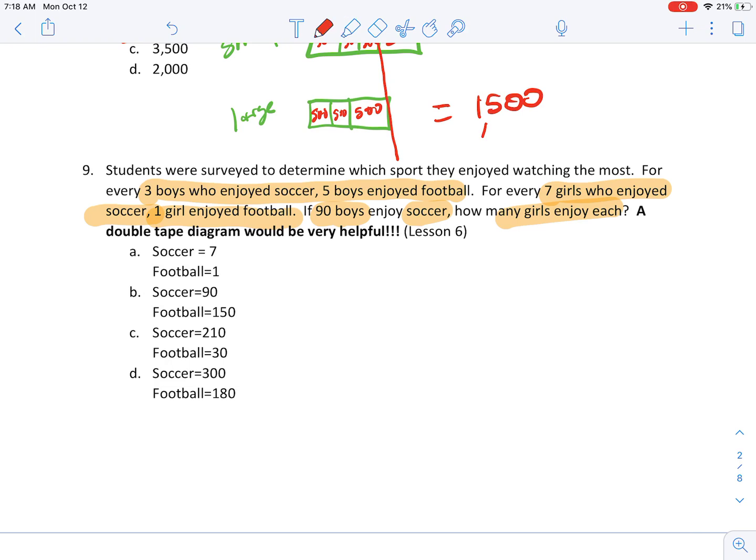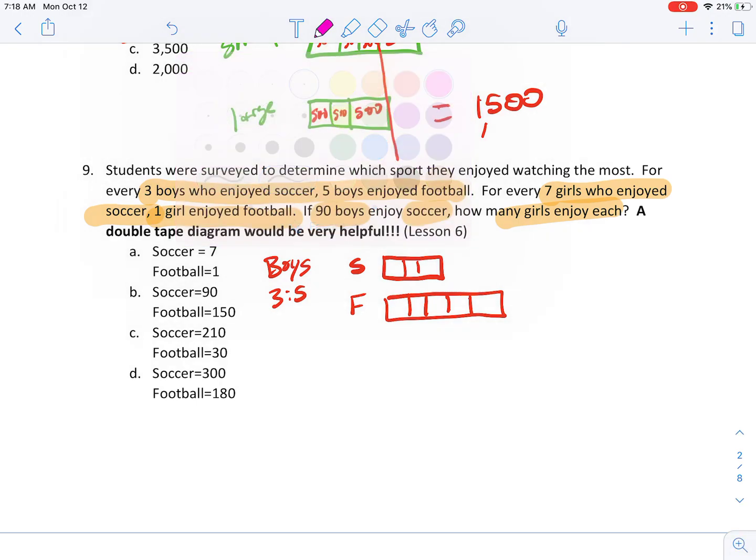A double tape diagram would be very helpful. When you see somebody say use a double tape diagram, it just means to use 2 of them. Okay, so let's go ahead and get started. The first ratio was for boys, 3 to 5, and this is soccer to football. So for every 3 boys, there are 5 boys who like football.